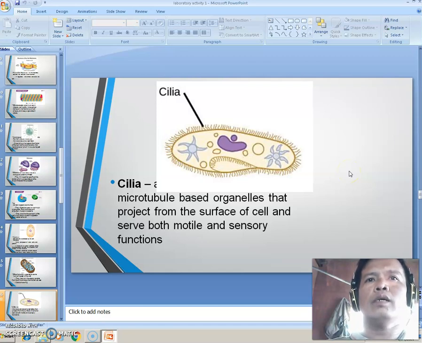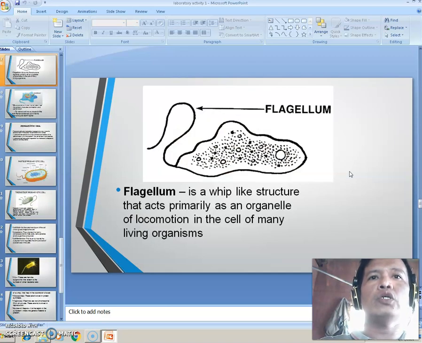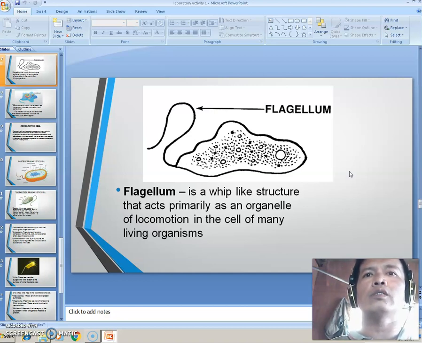Cilia, microtubule-based organelles that project from the surface of the cell and serve both motile and sensory functions. Flagellum is a whip-like structure that acts primarily as an organelle of locomotion in the cells of many living organisms.